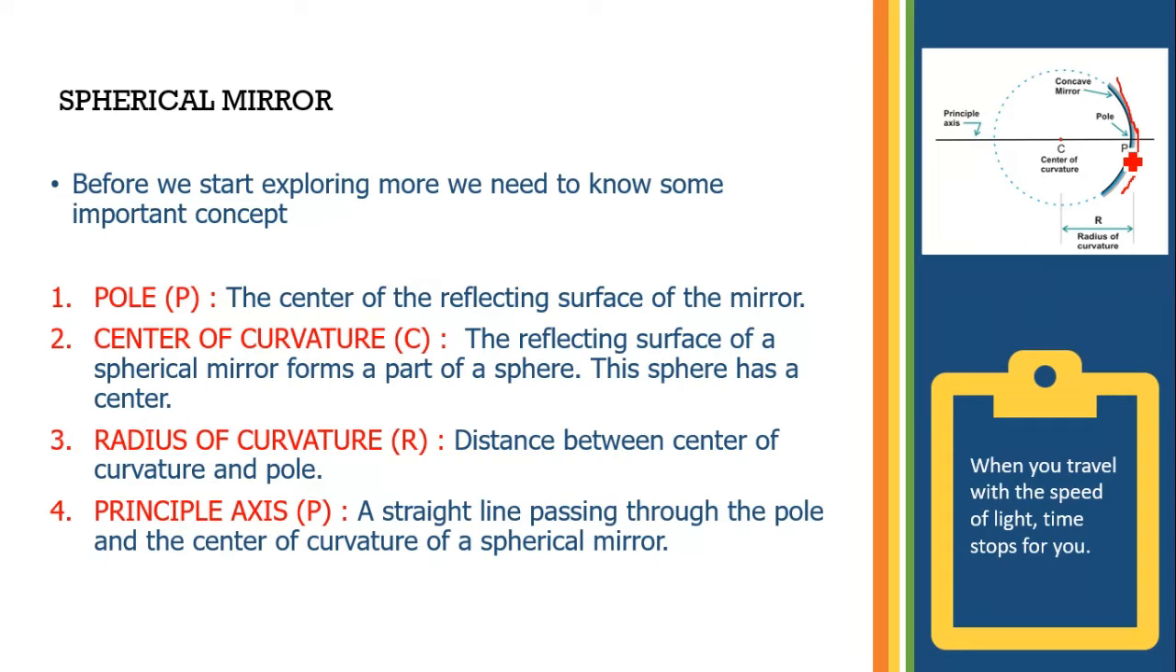Understood? Now the second is the center of curvature. You can see this spherical mirror is part of a circle, right? So there will be a diameter, radius and all the things, right? And a center of the circle also. The center of this circle is known as the center of curvature. You can see here, this is the circle and this is the center.